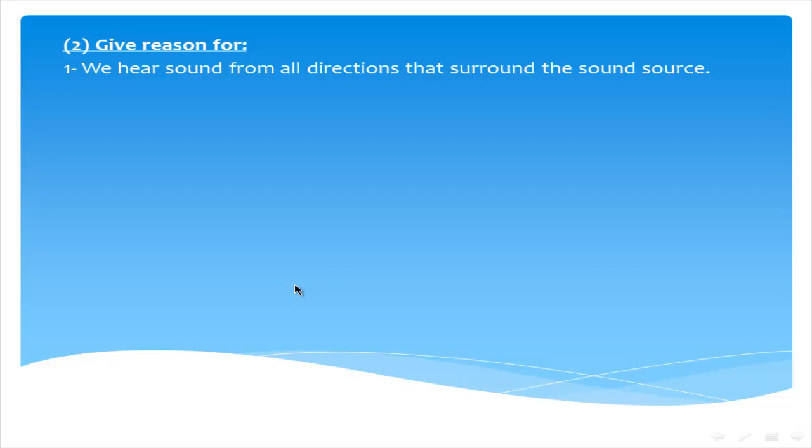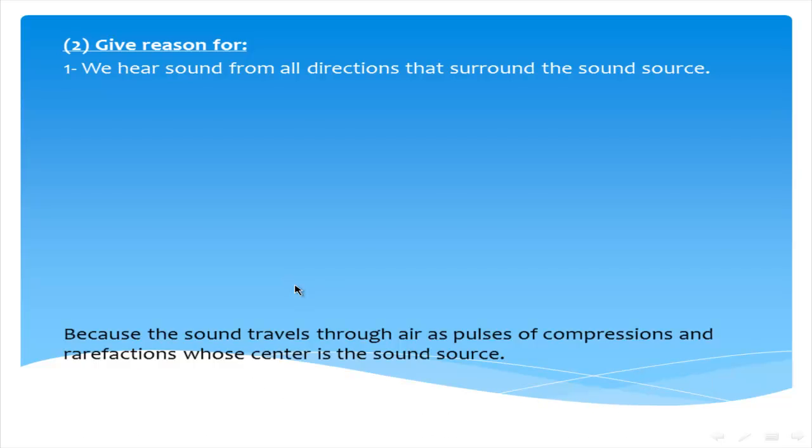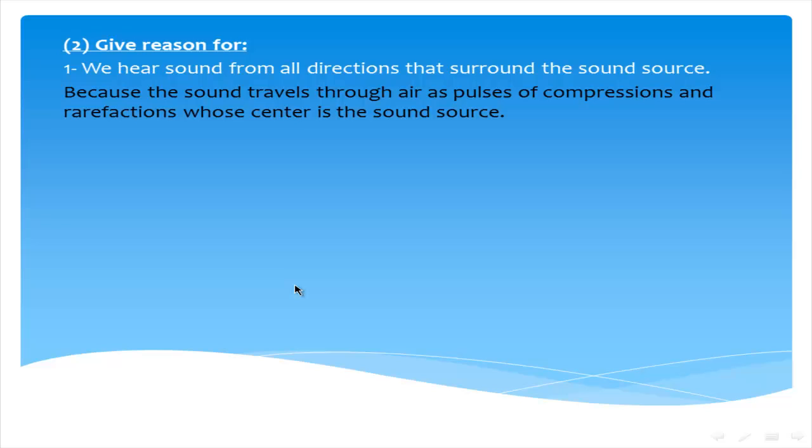Let's move to the next question. Please take care. We are going to talk about give reason. Question number 1. Give reason for: we hear sound from all directions that surround the sound source. Why? Because the sound travels through air as pulses of compressions and rarefactions, whose center is the sound source.